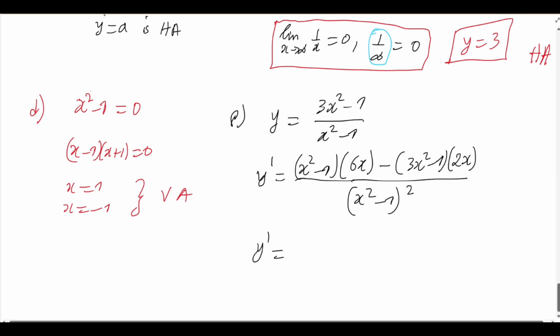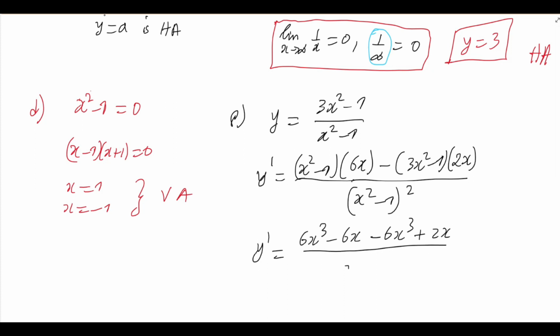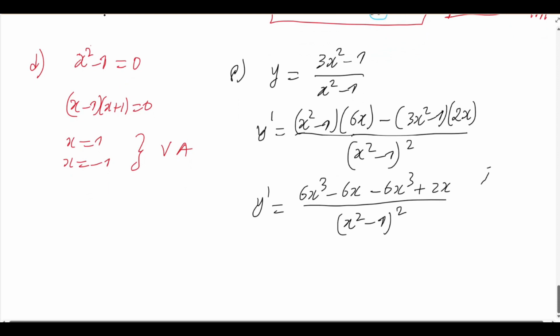Simplifying that, we have y bar, this will give us 6x cubed minus 6x, and here will give us minus 6x cubed plus 2x, and all of that will be divided by (x squared minus 1), all that squared. Okay, having that in mind, if we further simplify, y bar will simply be, we see that this is going to cancel and we'll be left with minus 4x all over (x squared minus 1), all that squared.